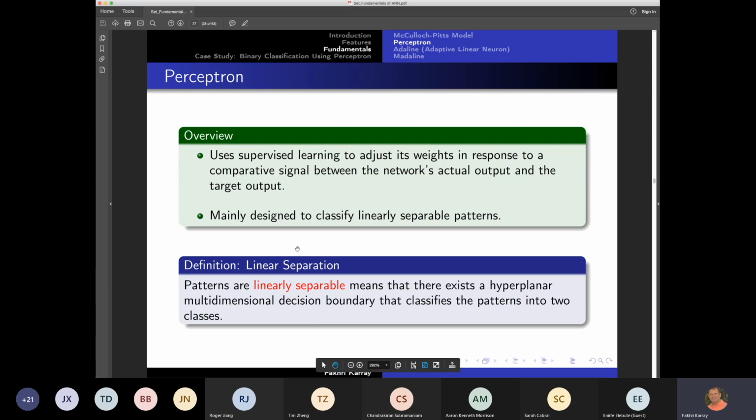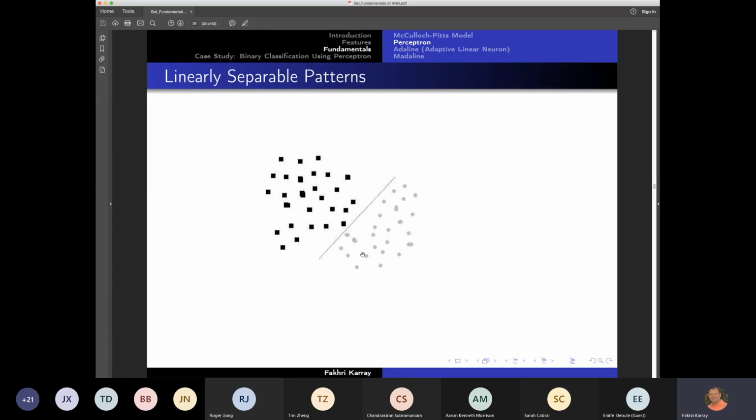And for this particular model to work, the patterns have to be linearly separable. What does that mean, linearly separable? It means that there is a line in the two-dimension case, or a hyperplanar multidimensional decision boundary that classifies the pattern into two classes. So there is a line, a plane, a hyperplane. So the plane is not nonlinear in its formation, and we are going to see that this is one major shortcoming of the Perceptron, in a few slides from now. So this is what we mean by linearly separable. The separating boundary is linear, as simple as that.